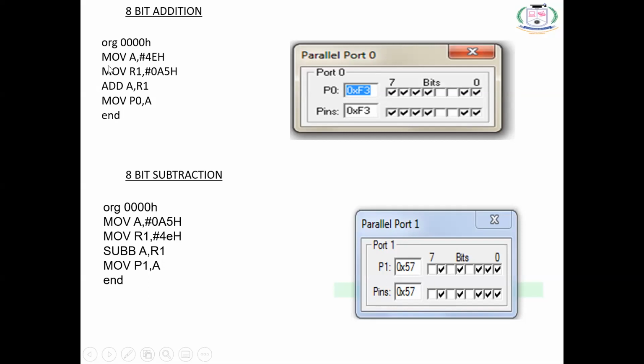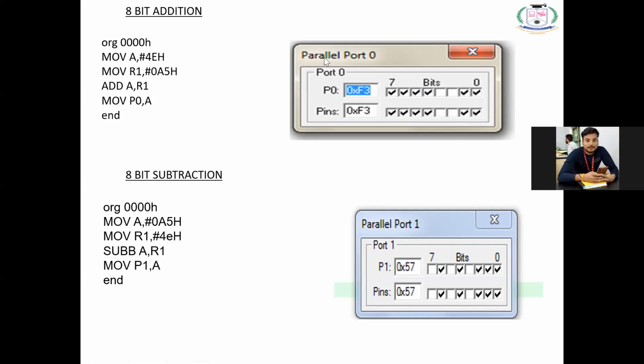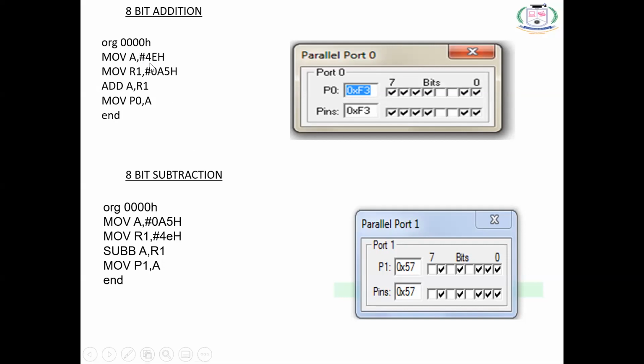ORG 0000H. Now MOV A comma hash. Today Akash Singh is present. Akash Singh, is he present or not? Yes, ma'am. Yesterday I asked him, what is hash?